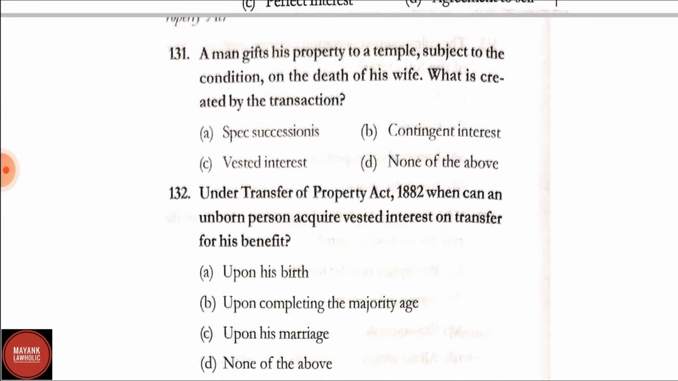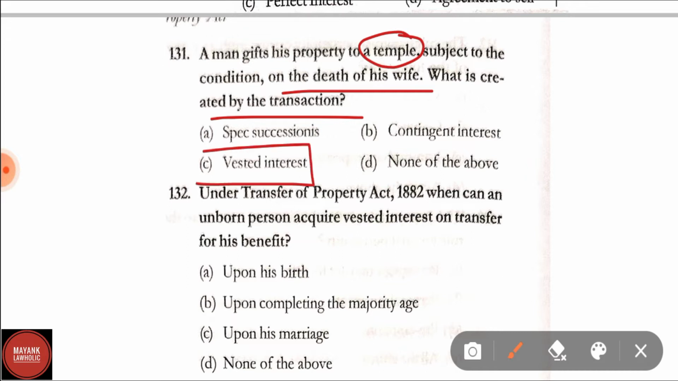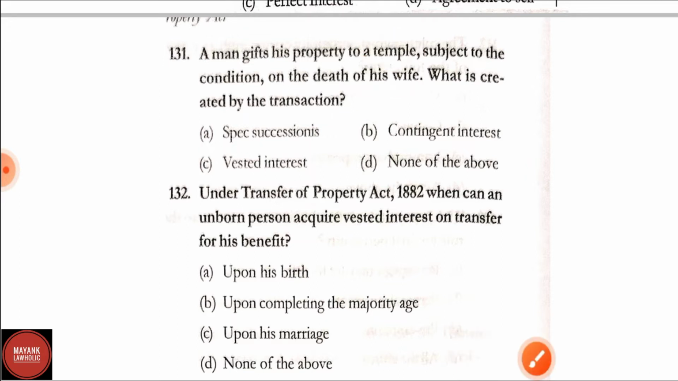Question number 131. A man gives his property to a temple subject to the condition on the death of his wife. What is created by the transaction? Spes successionis, contingent interest, vested interest, none of the above. Correct answer is option C, that is vested interest.